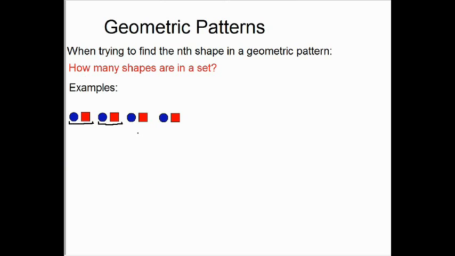When we ask ourselves this question, how many are in a set, here we can see that in a set that repeats over and over again, we've got 2 shapes in this set. It's really the set that's repeating over and over again. You can see the set of blue circle, red square is the pattern here that's repeating over and over. And again, we've got 2 shapes in each set.